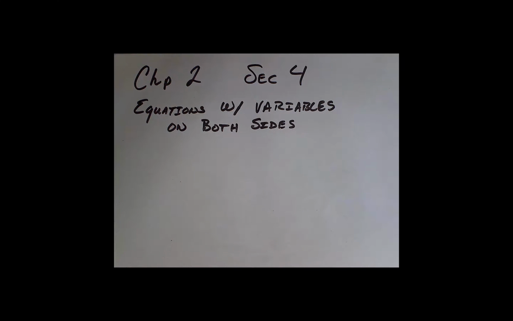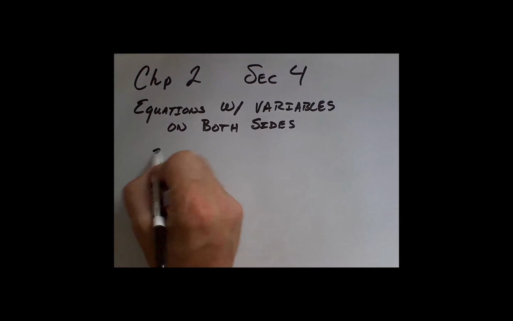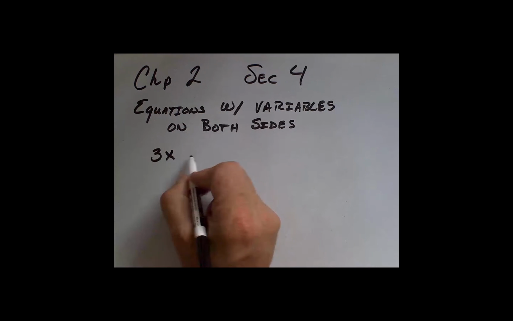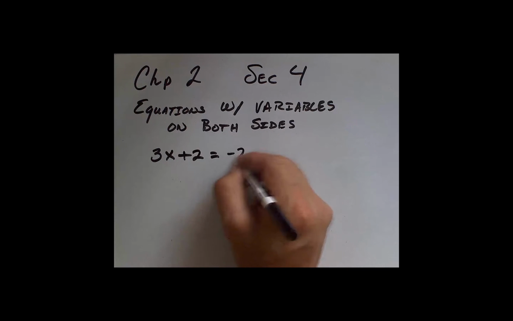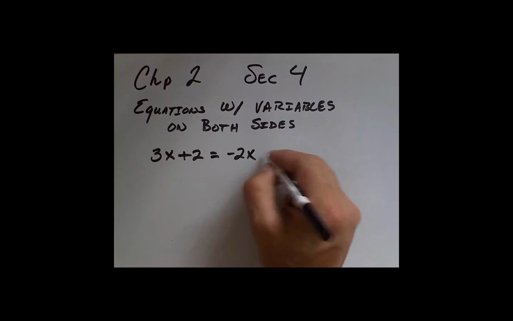Chapter 2, Section 4. We're going to learn about solving equations now with variables on both sides of the equal sign. Let's take a look at what I mean. Let me give you an example. 3x plus 2 equals minus 2x minus 8.